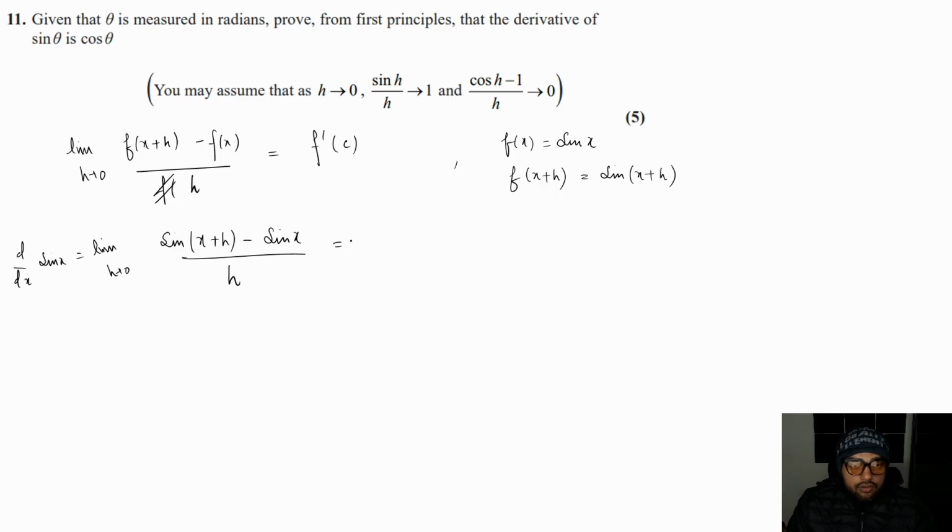On calculating it further, we'll get limit of h tending to 0. Now open this with the trigonometric identity: sin(x plus h) will be equal to sin x cos h plus cos x sin h, minus sin x, which is already mentioned there, upon h.